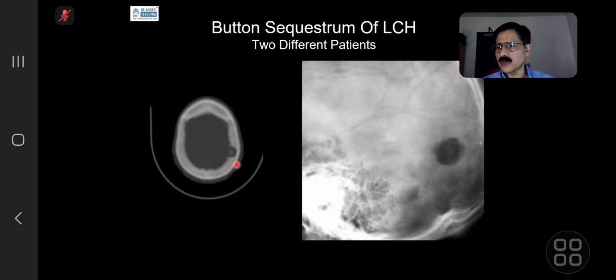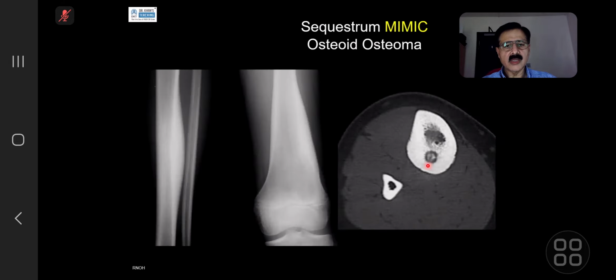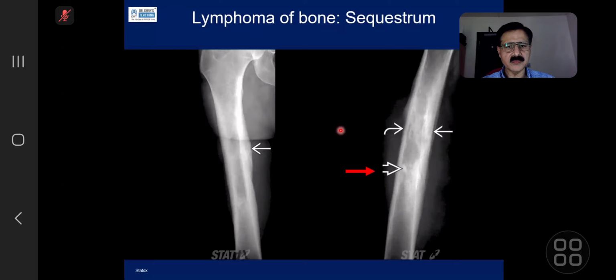This CT is of a different case, by the way, but just to make a point that there is a sequestrum there. Please remember that this can be chronic osteomyelitis, and this can also be LCH, Langerhans cell histiocytosis. So remember this. And this is the mimic we were talking about. This is the osteoid osteoma, but osteoid osteoma will be in the cortex. It will not be in the medullary cavity. That is why we are using the word mimic.